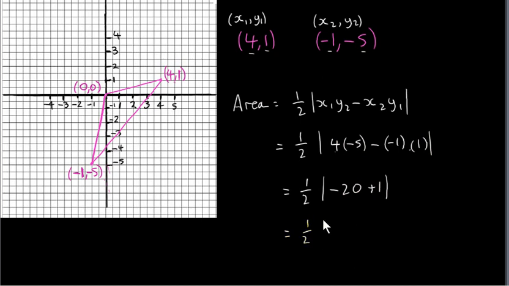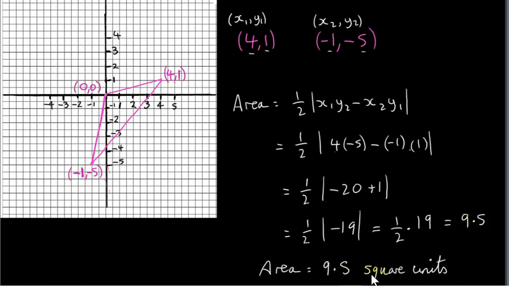This is going to be a half the absolute value of minus 20 plus 1, which is minus 19. These lines mean absolute value or magnitude. So we make whatever's inside them positive. If it's already positive, well, it just stays positive. But if it's negative, we make it positive. So we want half the magnitude of minus 19. The magnitude of minus 19 is plus 19. So that just ensures that our answer comes out to be positive. So we have 19 divided by 2, which is 9.5.